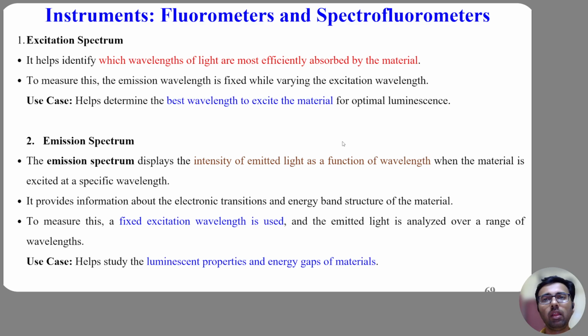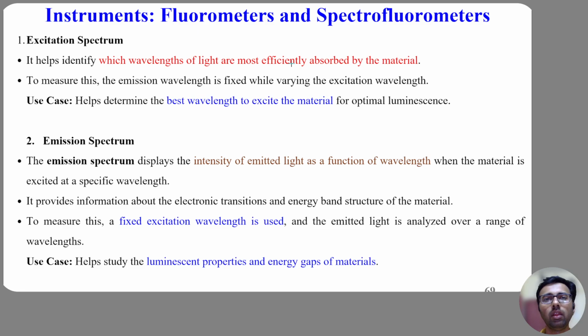When operating a spectrofluorometer, we generate two fundamental spectra, the excitation spectrum and the emission spectrum. First, the excitation spectrum, its purpose is simple, to identify which wavelengths are most efficiently absorbed to produce fluorescence.